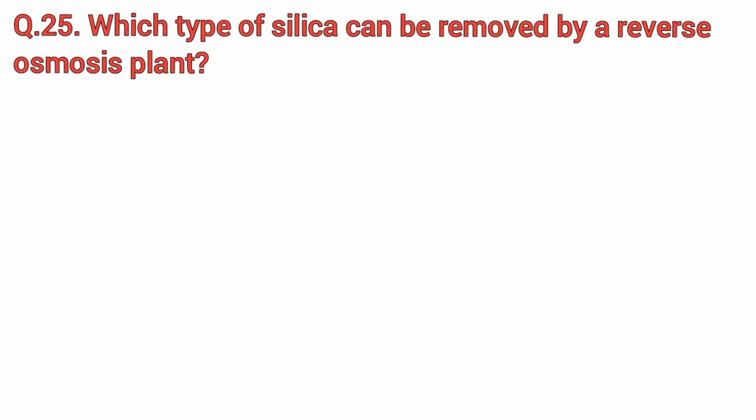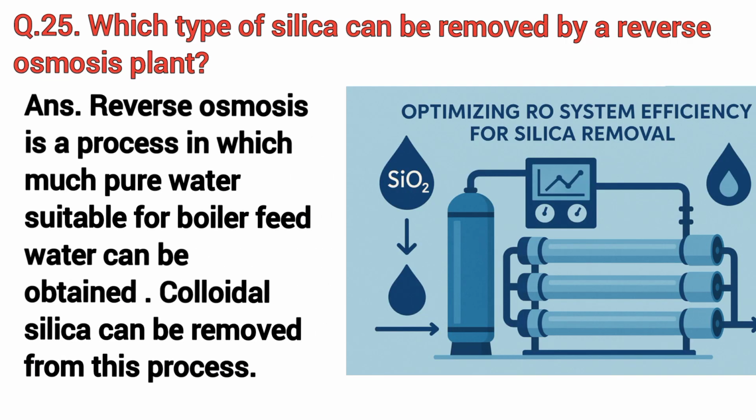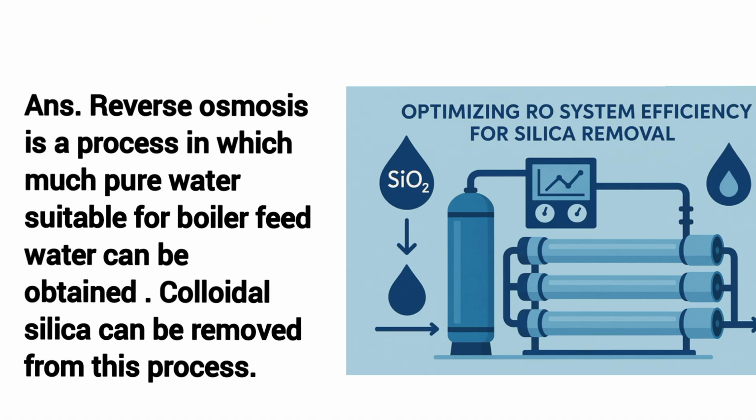Which type of silica can be removed by a reverse osmosis plant? Reverse osmosis is a process in which very pure water suitable for boiler feed water can be obtained. Colloidal silica can be removed by this process.